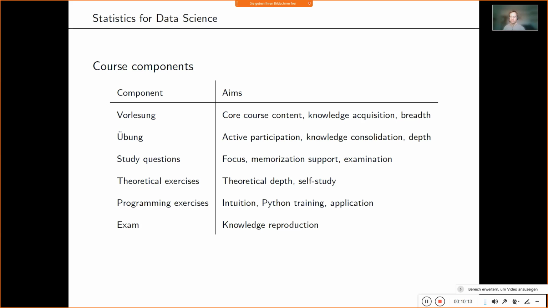There are theoretical exercises and programming exercises which we will deal with in the Übung. The theoretical exercises are mainly to go more into theoretical depth and also to help you with your self-study to assess whether you really understood what's going on. The programming exercises help to get an intuition about all these probabilistic concepts, which I think are easiest to deal with if you look at them from a sampling perspective.